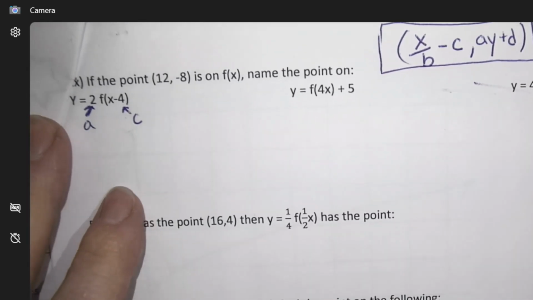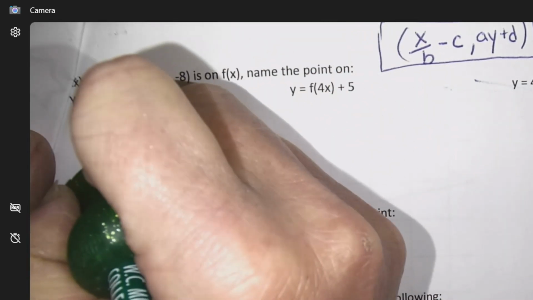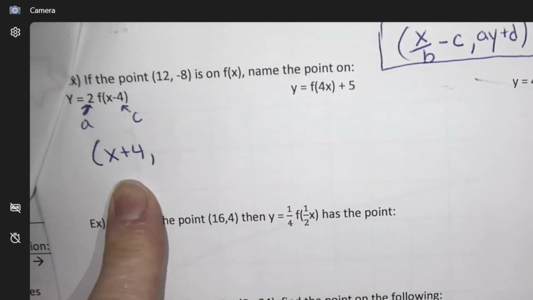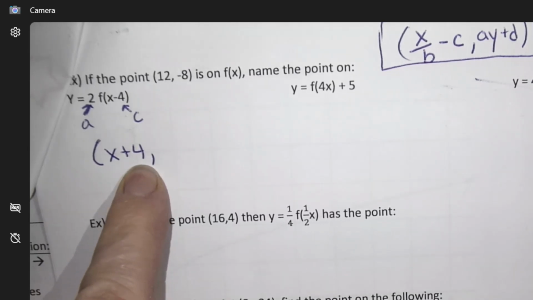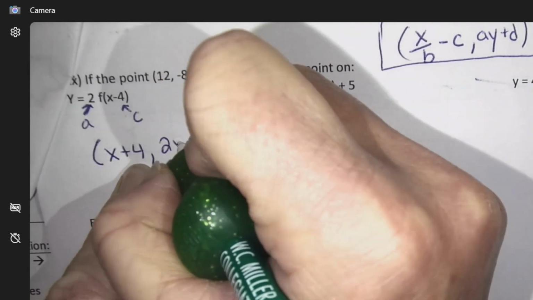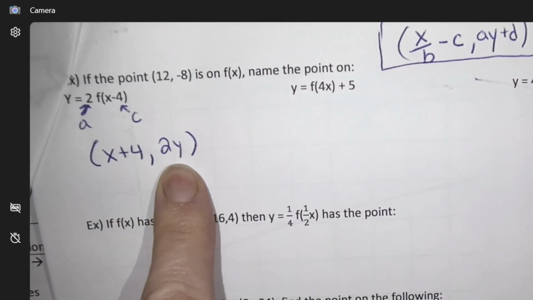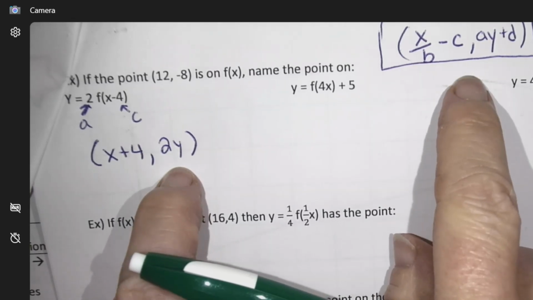Okay, so here we go. I'm going to have to take my value and add 4, because that's a C. And I'm going to have to times by 2. Do you see what I'm doing? I'm just following this format.